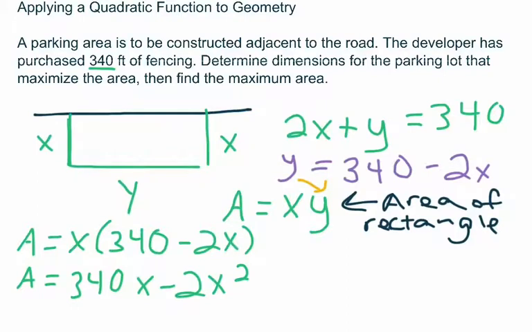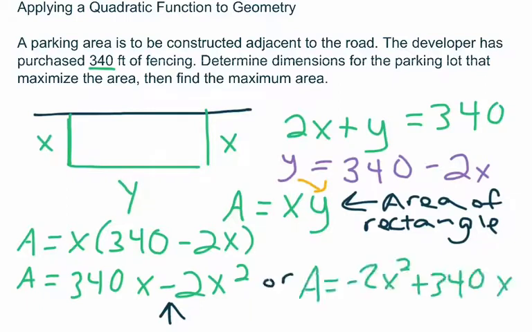Since we have a negative sign in front of the lead coefficient, then we have a parabola pointing downward. This means that the vertex represents the maximum of the function, and we'll use this information from the vertex to maximize the area.